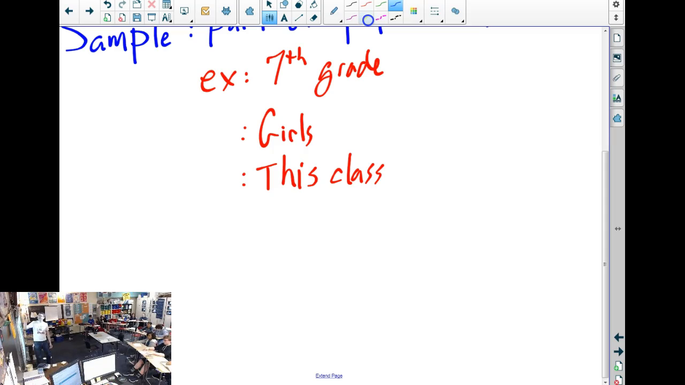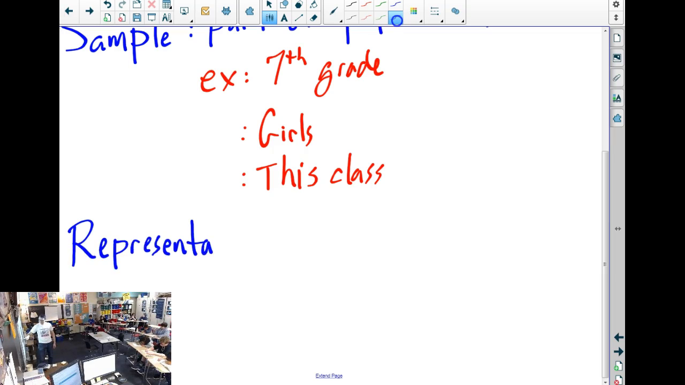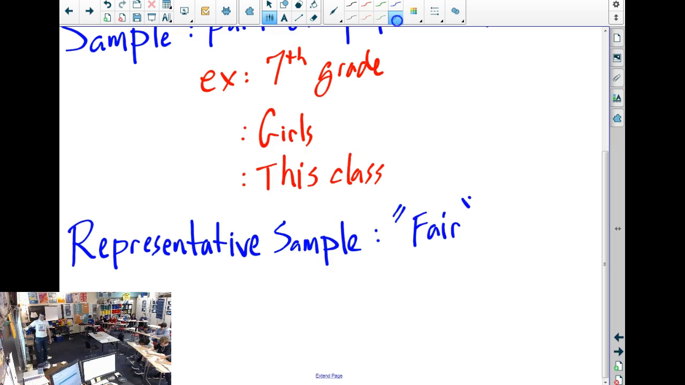But this brings up the idea of a representative sample. So please write this down. A representative sample can also be thought of as fair. What that means is a balanced group matching the population.